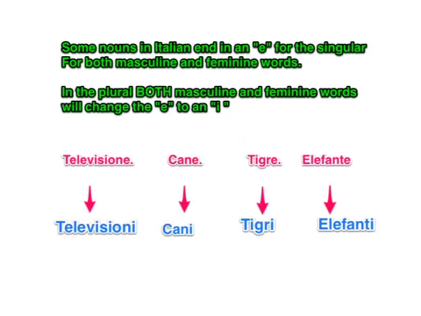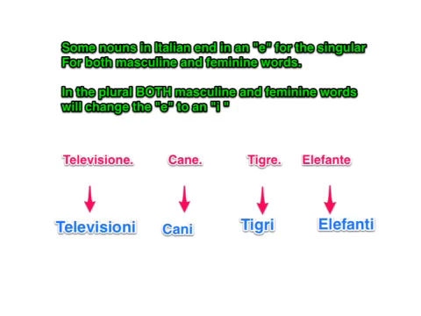There is one final group of nouns in Italian that don't always end in an O or an A in the singular, and they have their own separate rule, but it follows the same pattern. Some nouns in Italian that end in an E for the singular, for both masculine and feminine words, will change the E to an I in the plural. So, televisione becomes televisioni, cane becomes cani, tigre becomes tigri, and elefante becomes elefanti.